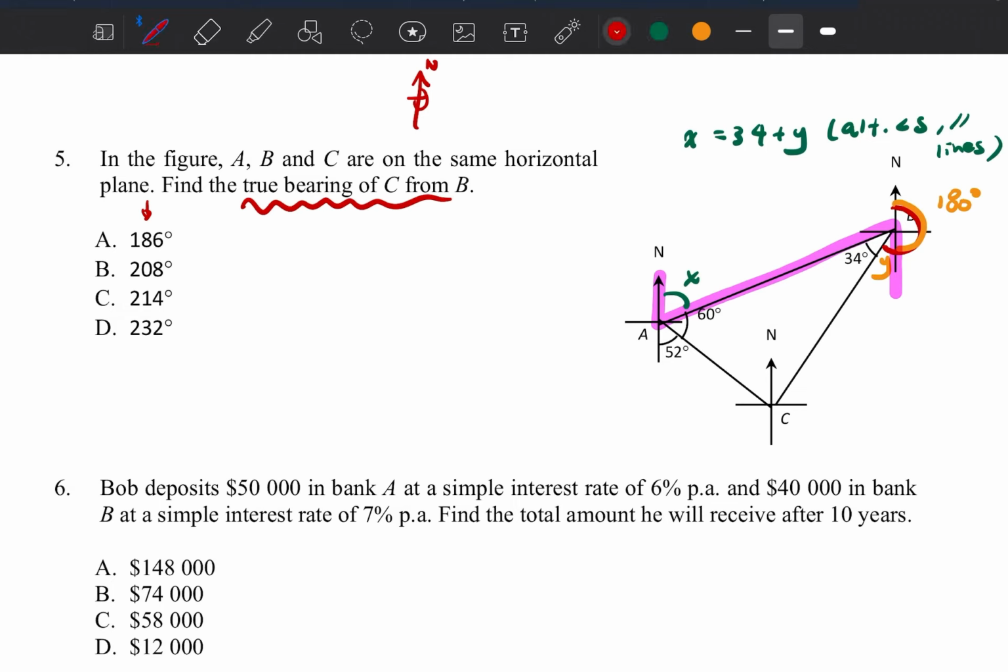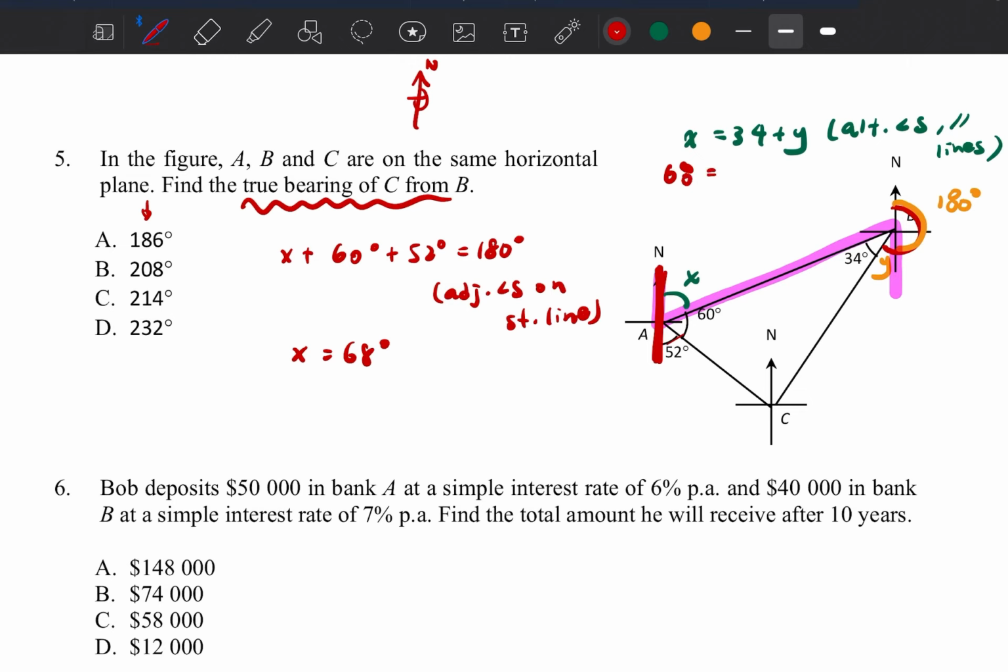So I know this, and the thing is, I don't know what's x. But if you look carefully, this is a straight line. So everything on here is 180. So x plus 60 plus 52 equals 180. Why is that? Because of adjacent angles on a straight line. So therefore, your x is 68. And once you got your x here, 68, you can find your y. Y is 34. And we are saying that we want the true bearing of C from B.